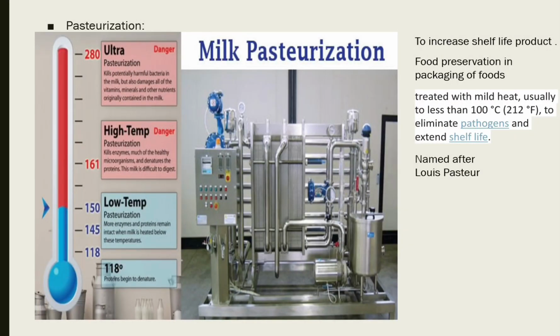Now pasteurization is mostly used in industries where we have to increase the shelf life of products like fruit juices and milks, etc. Most probably milk is the product whose shelf life is increased via pasteurization. Pasteurization is of different types: ultra pasteurization, high temperature pasteurization, and low temperature pasteurization, and at a specific temperature pasteurization can be carried out. During food preservation and packaging of foods, pasteurization can be done. It is named after the scientist Louis Pasteur.